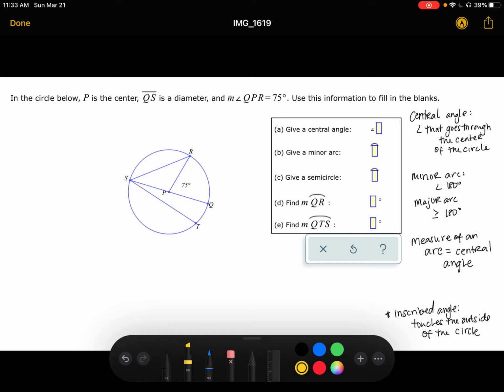The first thing I have on the side is a central angle is an angle that goes through the center of the circle. So identify your center and then see what your options are here. What angles go through the center? I have SPR goes to the center, and I also have RPQ. So those are both options for central angles.